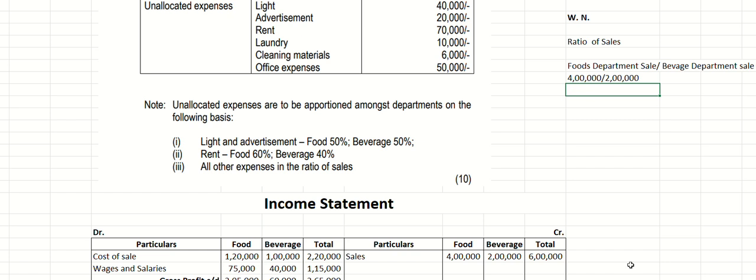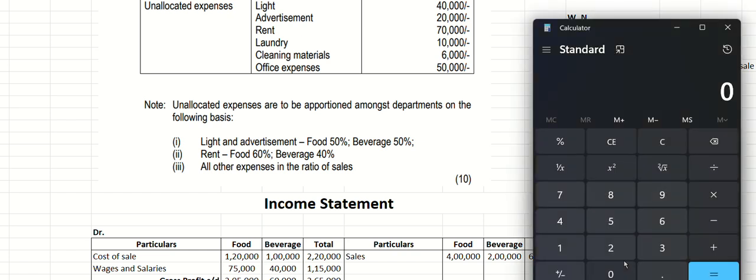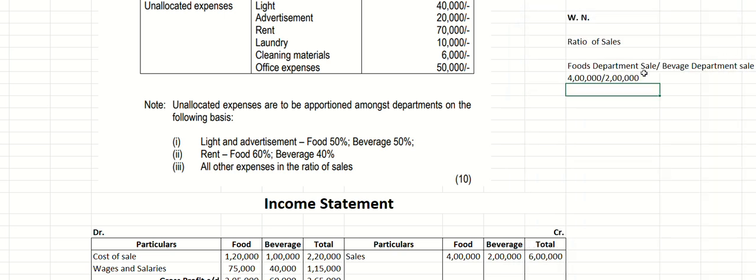What would be the answer? We can do it with a calculator. We needn't take a calculator, but I'm just doing it for your sake. 4 lakh divided by 2 lakh, the answer is 2. In other words, when we are talking about ratio, it is 2 is to 1. Okay, the ratio is 2 is to 1.